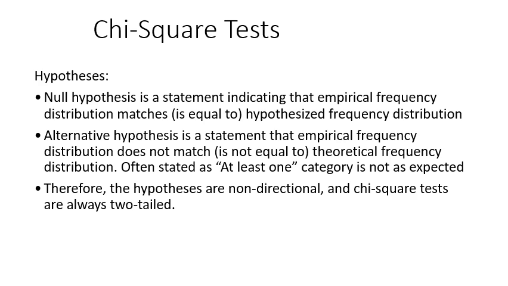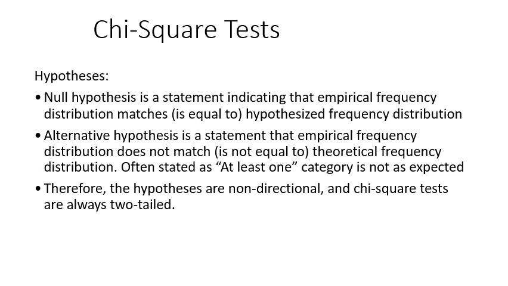So when we're doing chi-square tests, the null hypothesis is basically indicating what we've already said, that the empirical distribution matches the hypothesized distribution, that observed equals expected. The alternate hypothesis is that the empirical distribution does not match the theoretical distribution. What you'll often see stated here is an "at least one." So the null hypothesis will be that observed equals expected. The alternate hypothesis will be that at least one observed does not equal expected. And you'll see this also again when we do ANOVA.